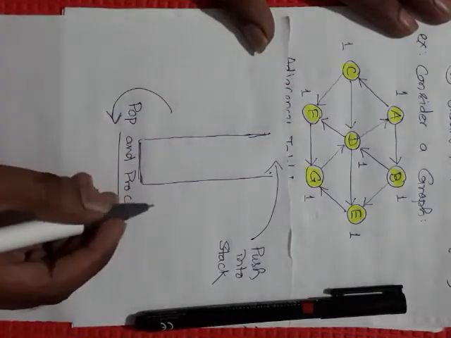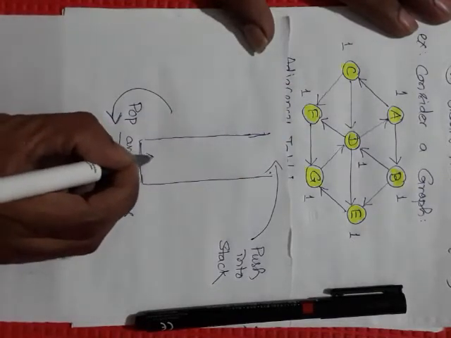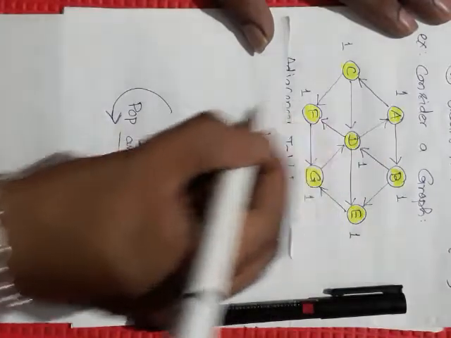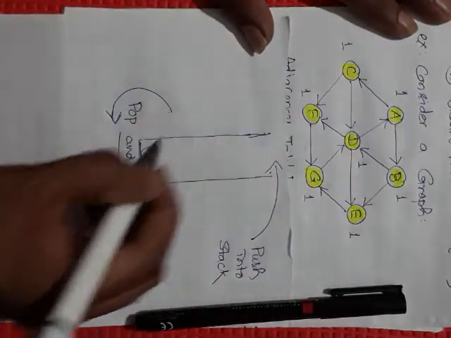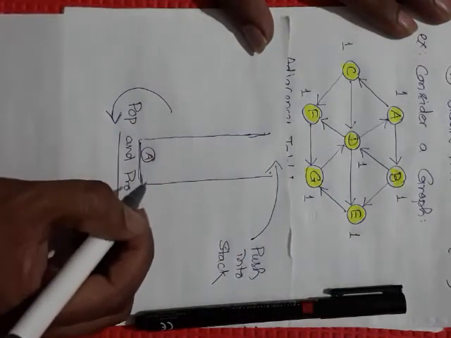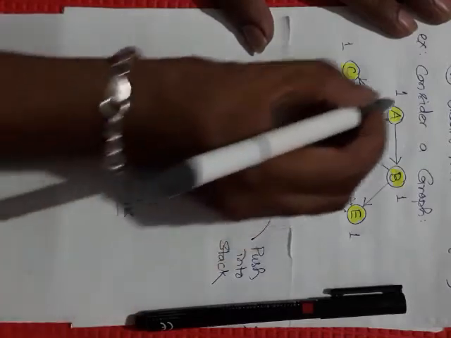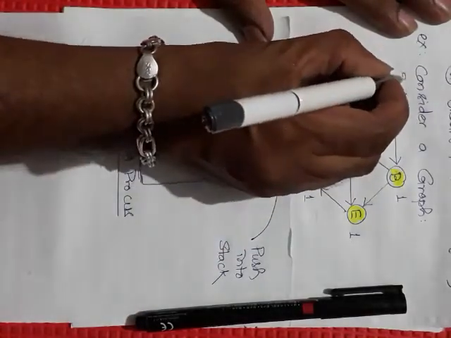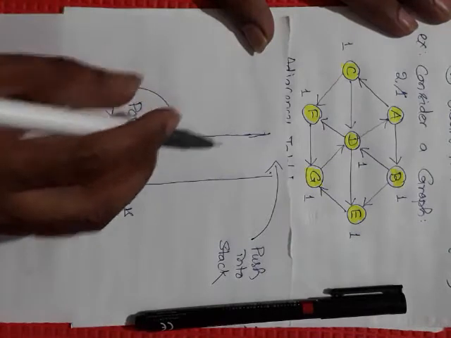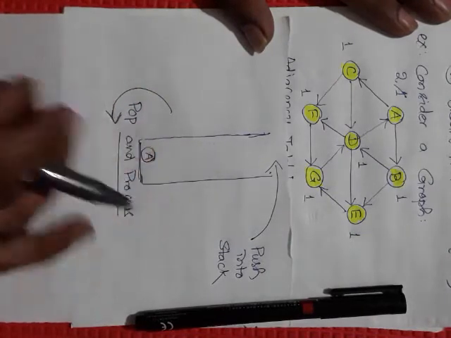Now consider the node A and push it into the stack. Node A we have considered and pushed into the stack, and once it is pushed, this node is waiting in the stack. When it is waiting, change its state to waiting state. Waiting state means 2, meaning it is waiting for processing.